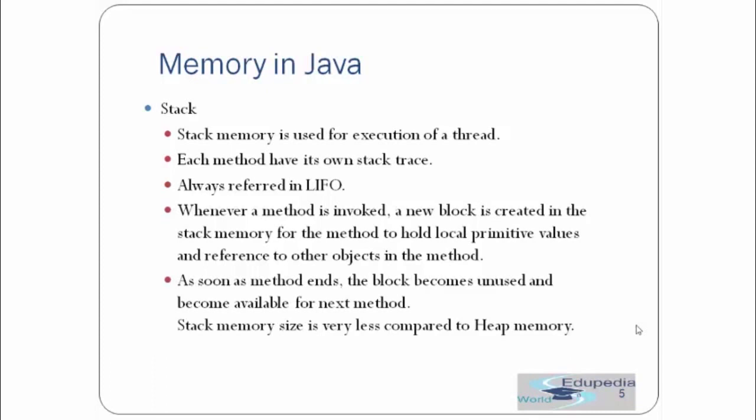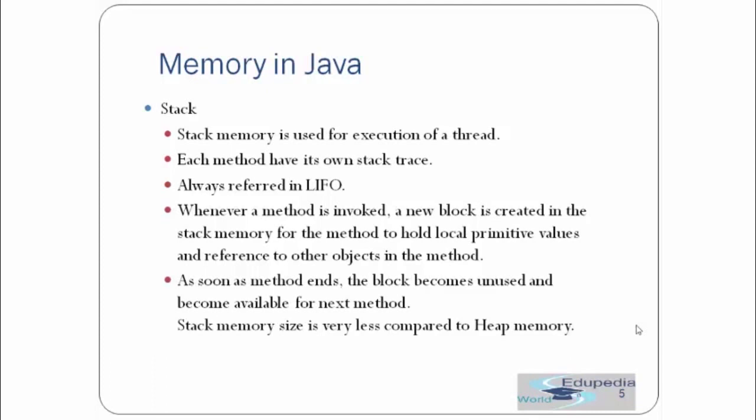Now, as soon as the method ends, the block becomes unused and becomes available for the next method. For example, if a variable is declared inside a for loop, as soon as the for loop ends, that block becomes unused. So the variables declared inside the for loop will be removed from your stack memory thereon, in LIFO fashion, that is last in, first out. As soon as your complete method ends, all the local variables of that method and the method itself will be removed from the stack immediately.